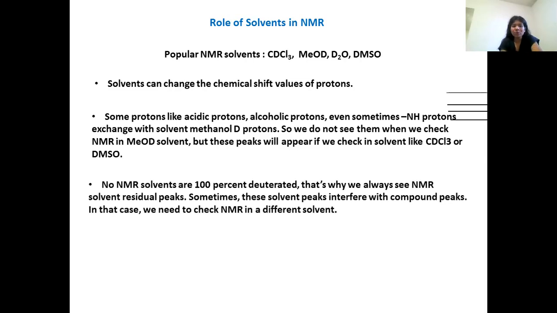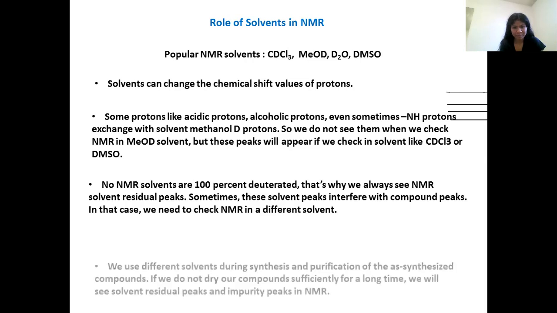And one more thing we must know, that no NMR solvent is 100% deuterated. So there will be maybe 99%, maybe 95%. So there will be a certain minimum percentage which is not deuterated. So we'll always see the NMR solvent residual peaks in our NMR. Sometimes these solvent peaks even interfere with our compound peaks. In that case, we are confused, like, are these peaks for a solvent or for the compound itself? In that case, you need to check NMR in a different solvent.